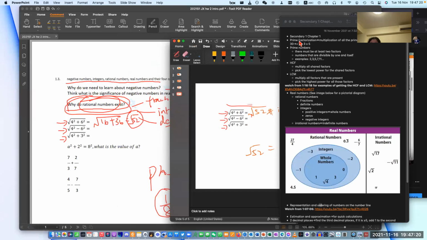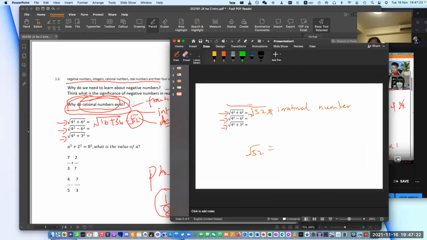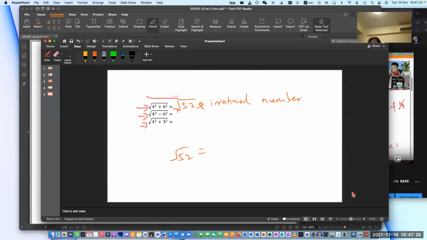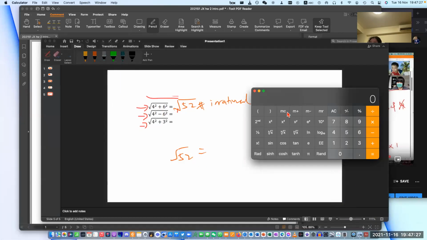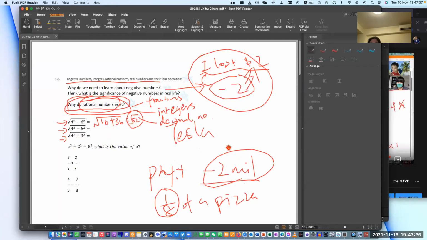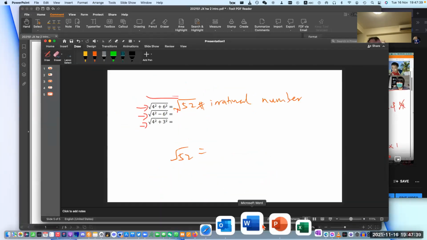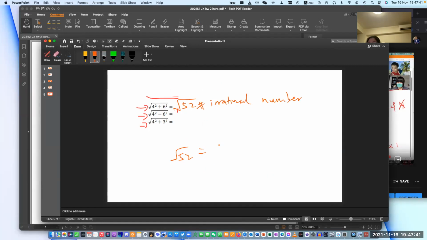So what's the answer if you punch this into your calculator? Square root 52. Actually, I can launch my calculator here. So I press 52 and then I press square root. So you're going to have 7.21 blah blah blah. So there is no pattern to it. 7.2 something, all the way. Okay. And of course, you don't need to write in this manner anymore because you have learned about irrational numbers. So the answer is basically square root 52. Okay.